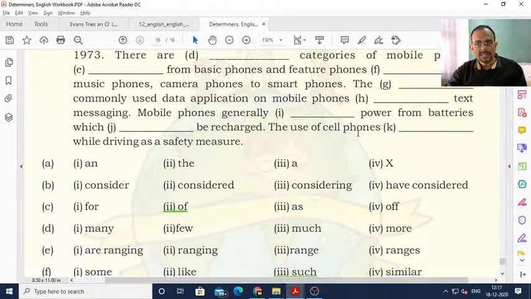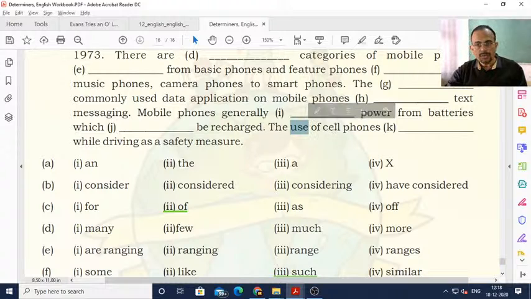The use of cell phones dash while driving as a safety measure. So the use of cell phones here, dear students, most of you make mistakes here. You see here the use of cell phones. Here the subject is use, and the verb will agree with it. It's not cell phones. The use of cell phones. Therefore, the verb will be singular here because the subject is singular, use.